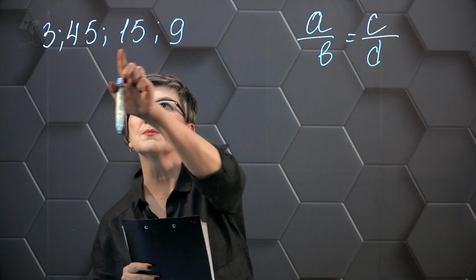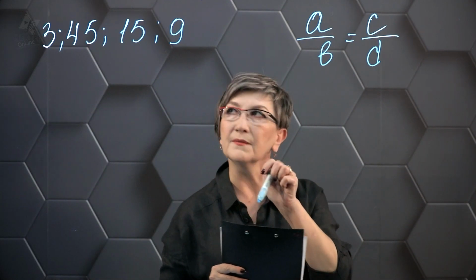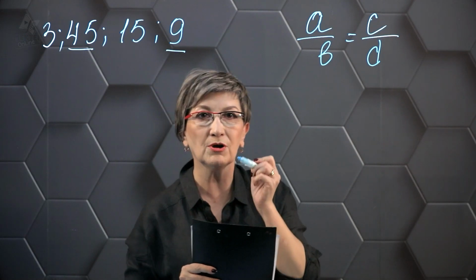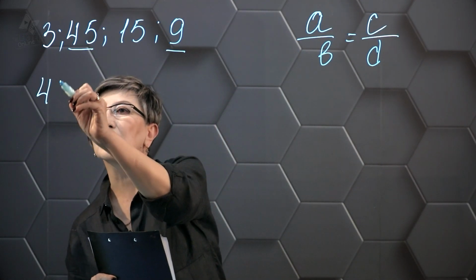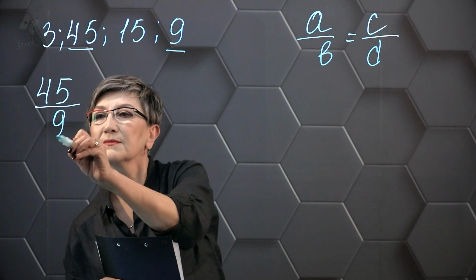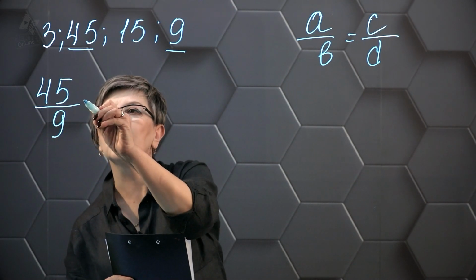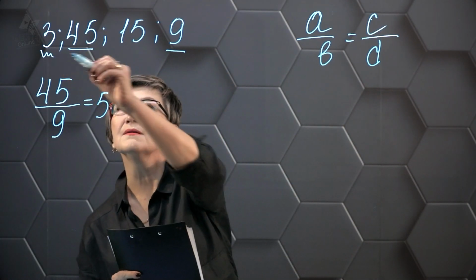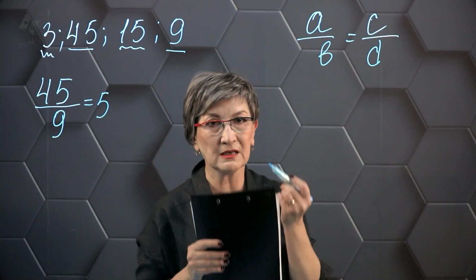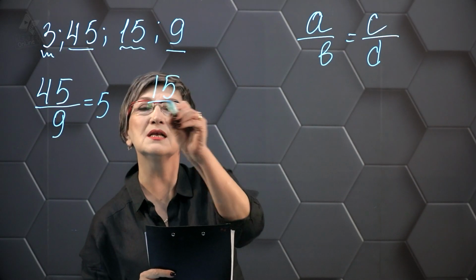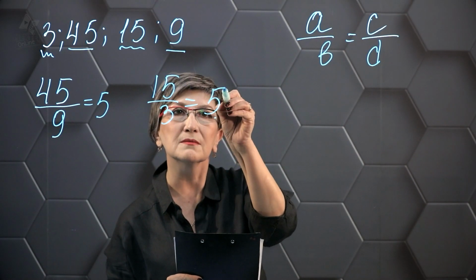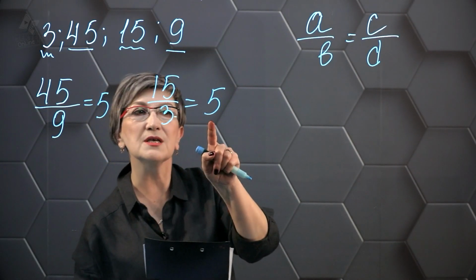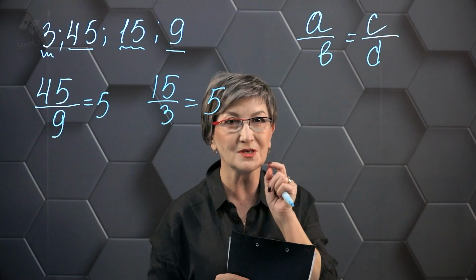Let's take a look at these numbers. If I take the numbers 45 and 9 and look at this ratio, 45 divided by 9, then that ratio is 5. I'm left with two numbers, 3 and 15. Let's look at that ratio as well. 15 divided by 3 equals 5. Notice, in the first case the ratio is 5, and in the second case the ratio is also 5.